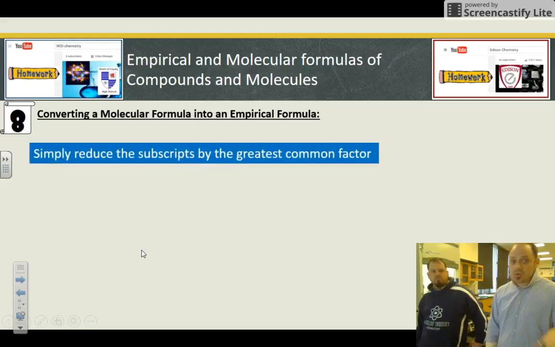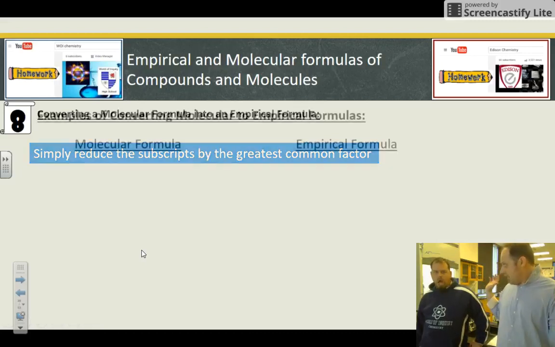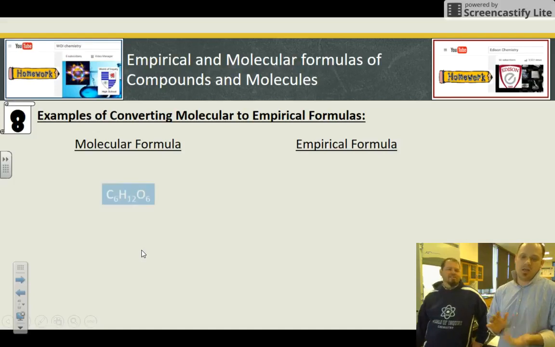So simply reduce the subscripts that you're given by the greatest common factor. Fraction freak out? What? Factors? Oh my God, no. Watch. Look how easy it is. It's not that bad.